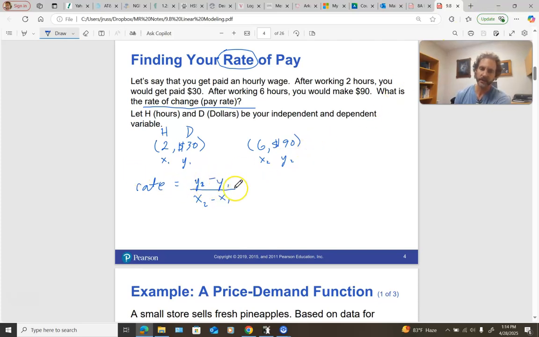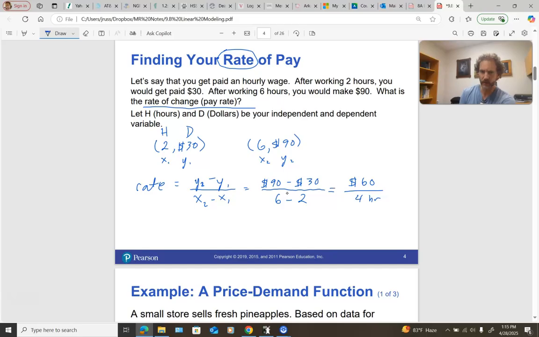And so if we plug our numbers in here, guys, $90 for y2 minus y1, which is $30. This will give us our change in the dependent variable. And then x2 is 6 hours minus x1 is 2 hours. This will give us our change in our independent variable, or change in time. Okay, so 90 minus 30 is $60. So that's a difference of $60 over a difference of 4 hours.